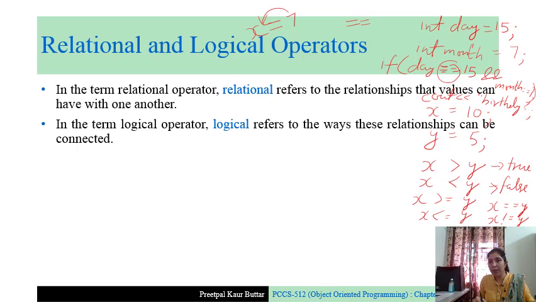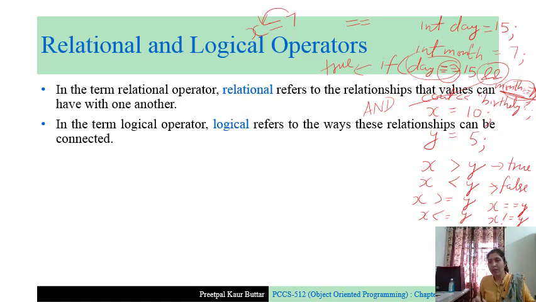Okay, so here we are comparing day to value 15. We want to check whether day is equal to 15, and this is the second relational expression which is comparing month to value 7, whether month is equal to 7, and this is the logical operator. This logical operator is called the AND operator. AND operator means the output of this if expression will be true if both these statements, day equal to 15 and month equal to 7, are true.